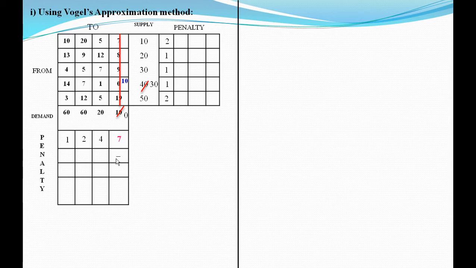That's why I have given what here? Hyphen. I am writing the hyphen. Check that I am writing the hyphen here. Check it. And now I have to find the penalty again. So first minimum, second minimum.